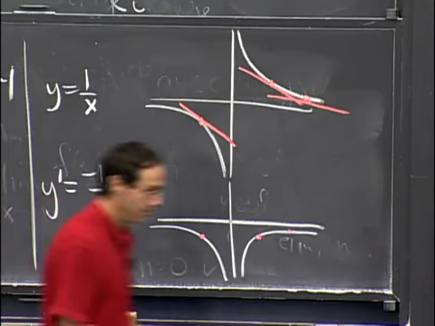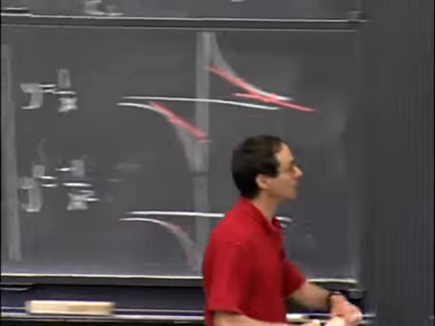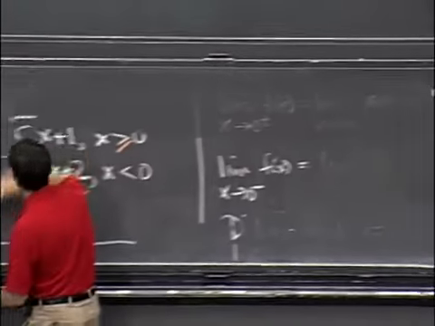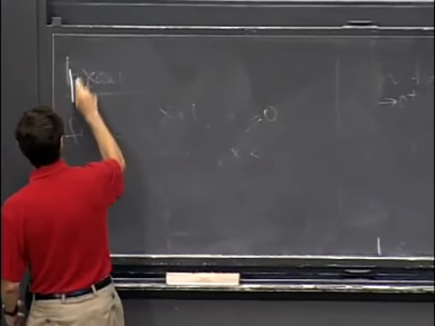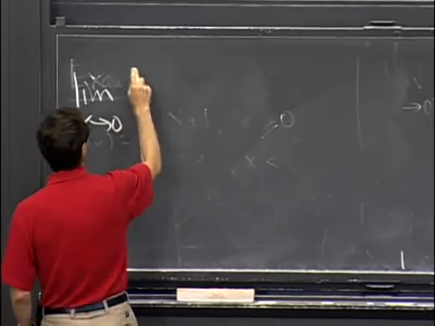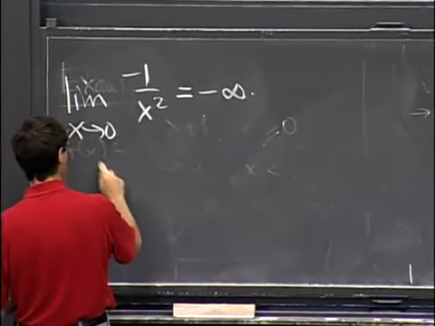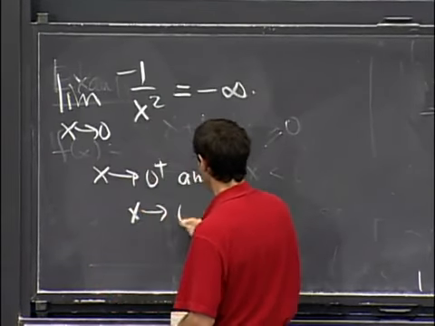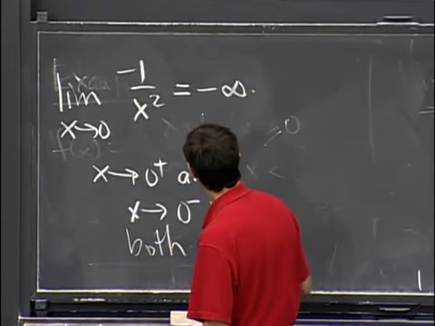And the notation that we use for that is well suited to this left and right business. Namely, the limit as x goes to 0 of negative 1 over x squared is going to be equal to minus infinity, and that applies to x going to 0 plus and x going to 0 minus. So both have this property.